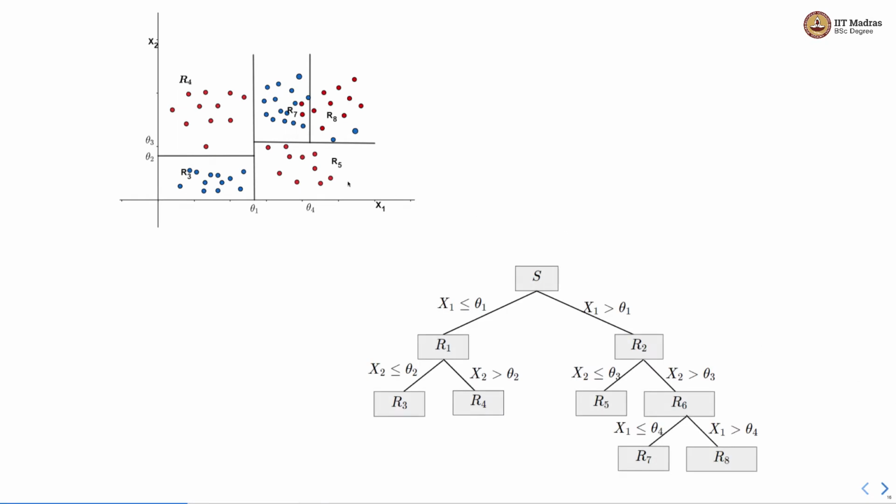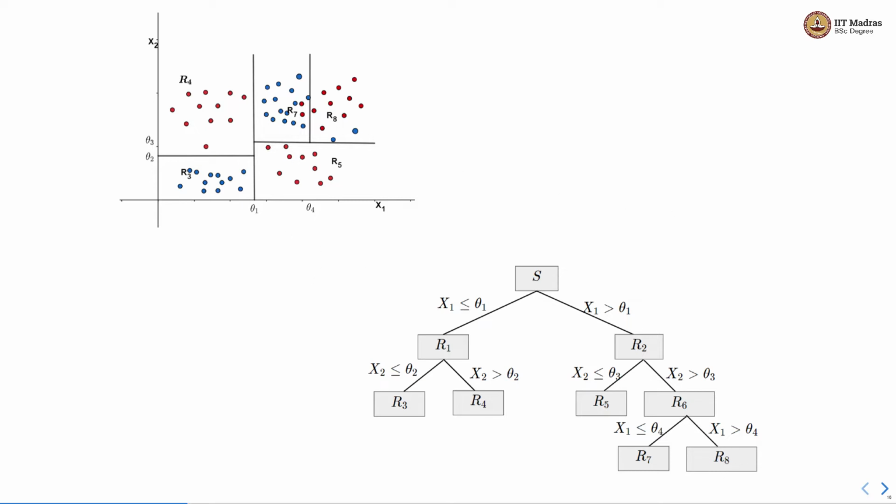So we further divide this particular region into two parts by checking on the value of x1 with threshold θ4. So we have one more level added in the decision tree where we check in the region R6 if x1 is less than or equal to θ4, we send a point to region R7, and if it is greater than θ4, we send it to region R8.